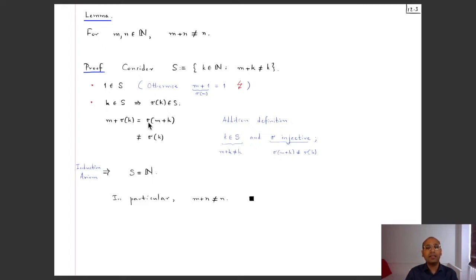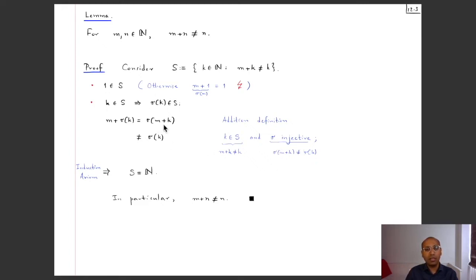So m plus sigma k is the successor of m plus k. Now we know that m plus k is not equal to k because k belongs to S. And since sigma is injective, it then follows that if I apply sigma on both sides, the images will also be different. So we know that sigma of m plus k is not equal to sigma k. Okay, so that follows because of the injectivity of sigma.